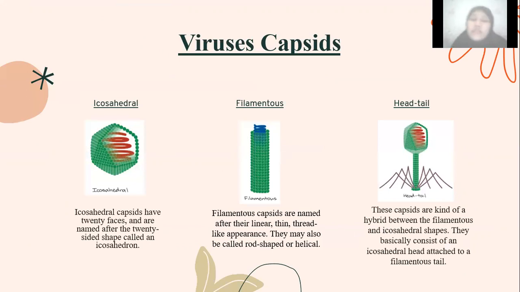The next is virus capsids. There are three kinds of virus capsids. The first is icosahedral. Icosahedral capsids have 20 faces and are named after the 20-sided shape called an icosahedron. The second is filamentous. Filamentous capsids are named after their linear, thin, thread-like appearance. They may also be called rod-shaped or helical. The third is complex. These capsids are a kind of hybrid between the filamentous and icosahedral shapes. They basically consist of an icosahedral head attached to a filamentous tail.